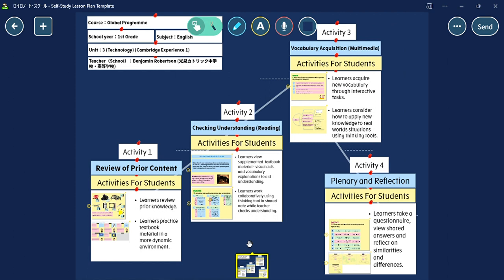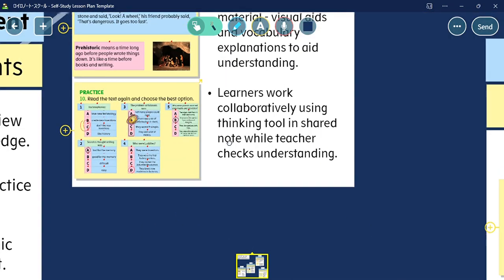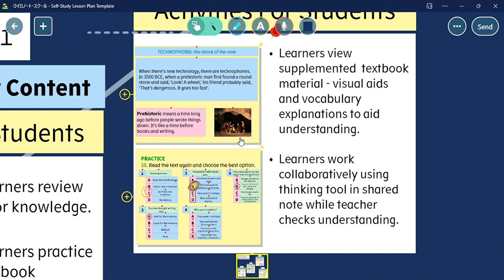So after this, the lesson moved on to Activity 2, which was mostly focused on checking understanding using the reading passage from the textbook. These materials were supplemented to also include visual aids and also vocabulary explanations to aid understanding. So learners had the reading passage here, which they could refer to as they answered questions together collaboratively.